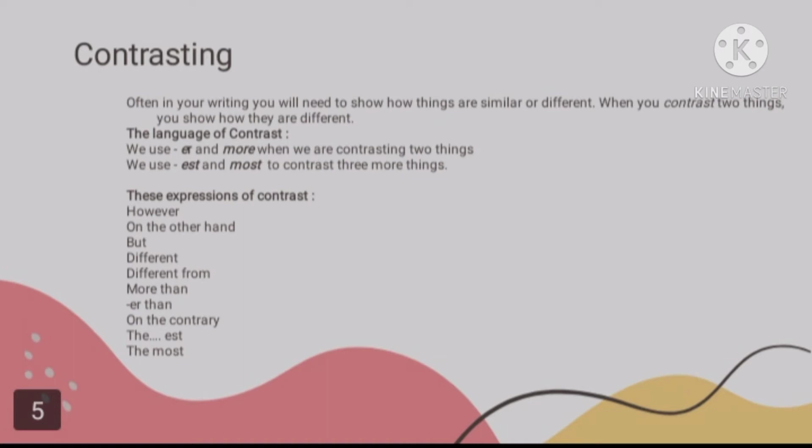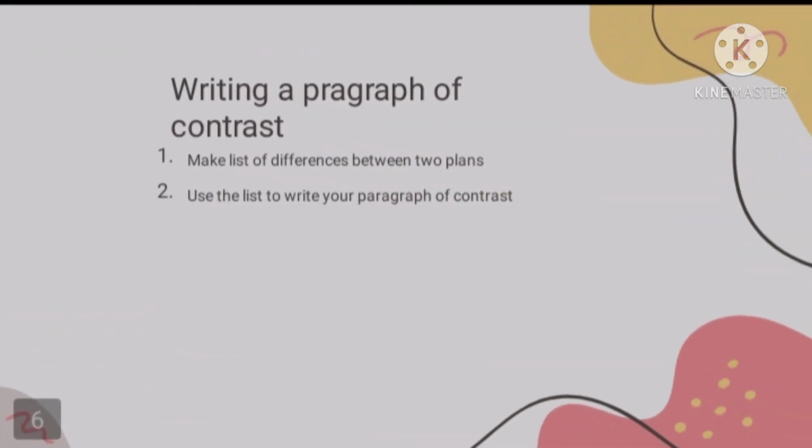These are expressions of contrast: however, on the other hand, but, different, different from, more than, other than, on the contrary, the most. Writing a paragraph of contrast. First, make a list of differences between two things. Second, use the list to write your paragraph of contrast.